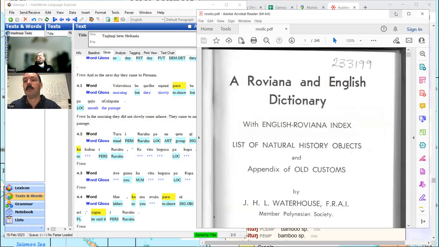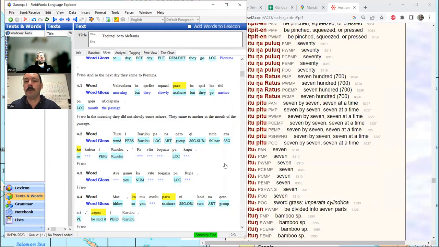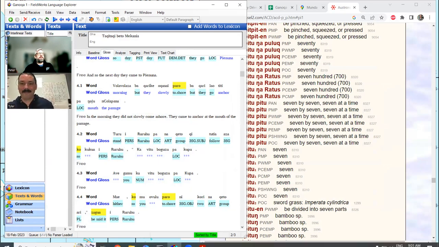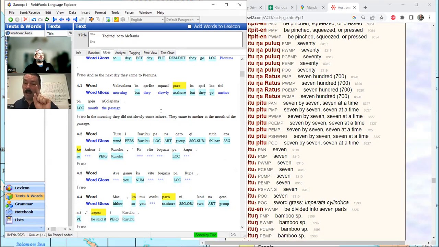So I have it in my own Roviana dictionary, I believe, as wave. Ocean swell might be a better... Yeah, the people who put together that dictionary understood Roviana and English better than me. And they did it before the internet existed and stuff, so... Better than I, Peter. How dare you correct a doctor of language?